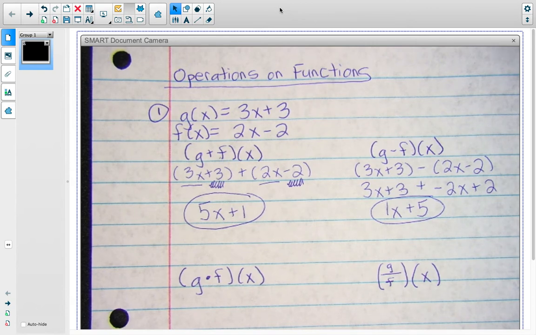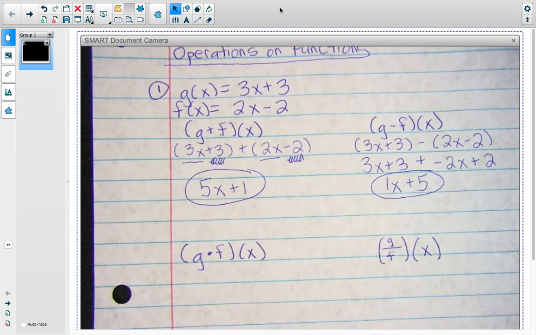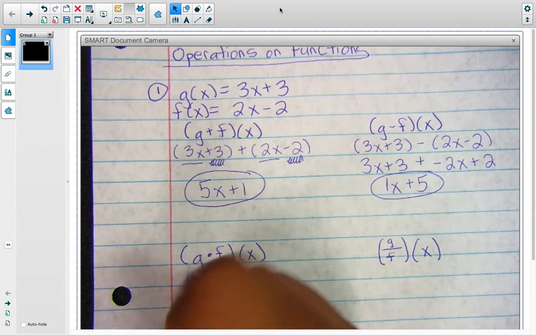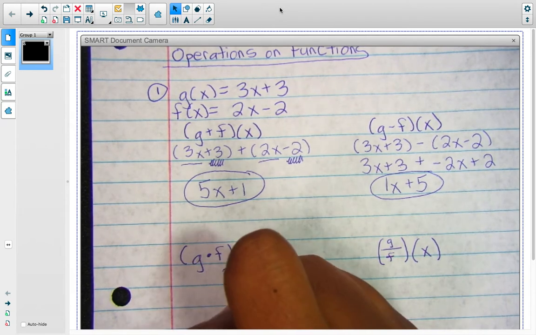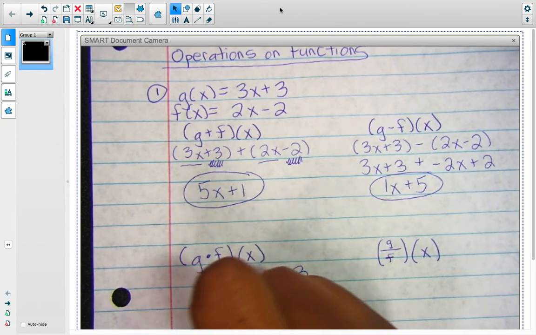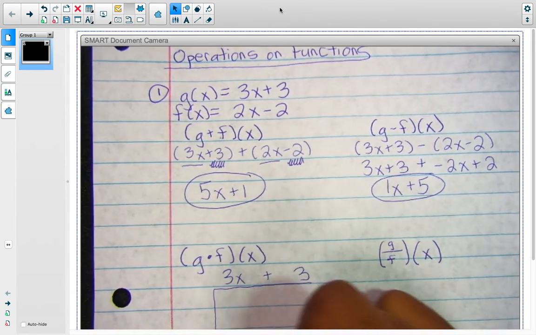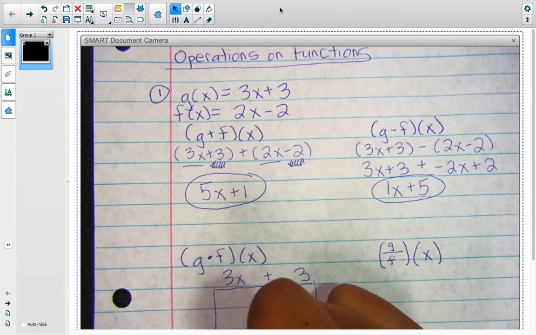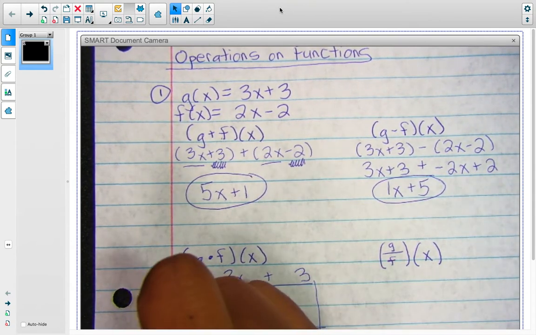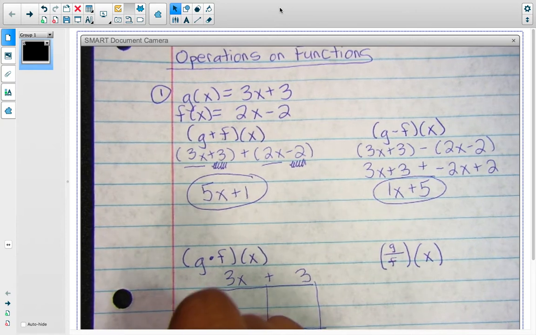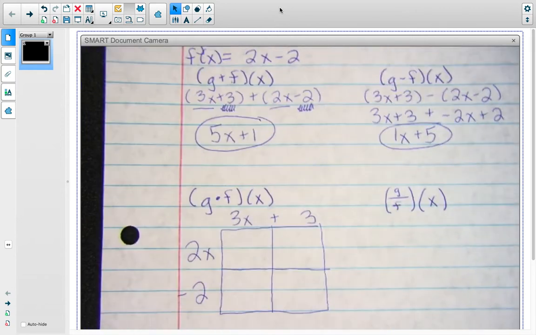All right, now let's move on to multiplication. We're still working with the same functions. So this is going to be g times f. We have some different methods. We can do the distributive property, or we can do the box method. I am a box method kind of person, so I set up the box here. It's going to be a 2 by 2 box. 2x minus 2. And there we go.